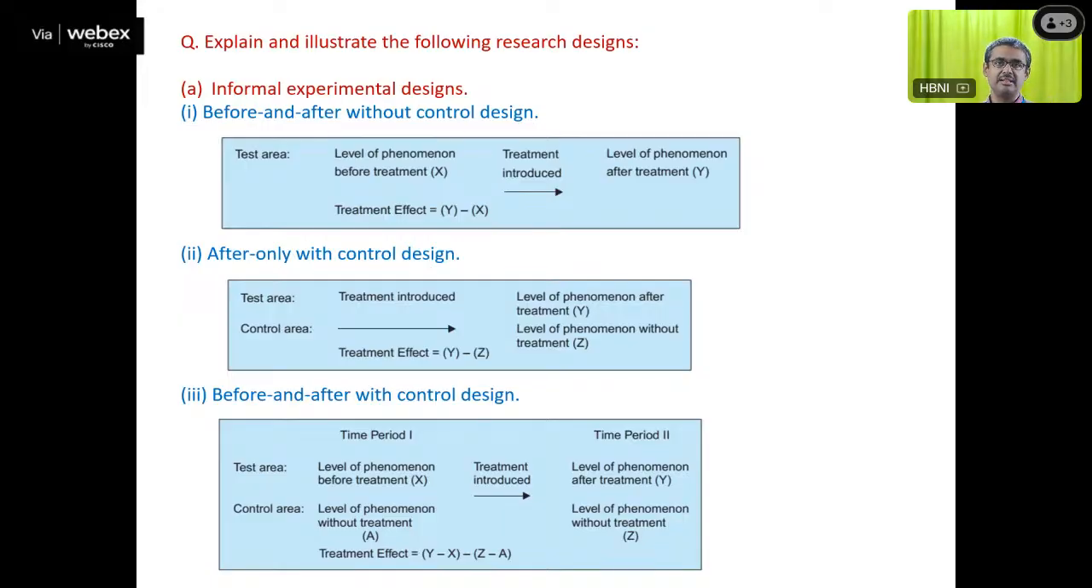But if you introduce a control design, after only, meaning only after the treatment introduction, how will it look? It is demonstrated through this figure that the area is divided into two types, the test area and the control area. And we introduce the treatment in the test area, and we measure the dependent variable or the level of phenomena after the treatment in the test area, and the level of phenomena without the treatment in the control area. So the treatment effect is the dependent variable in the treatment area minus the measured dependent variable in the control area.